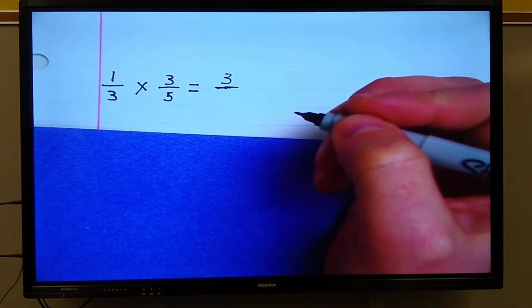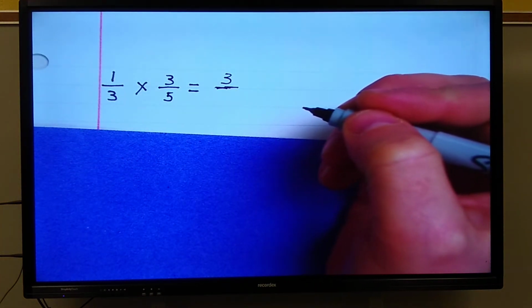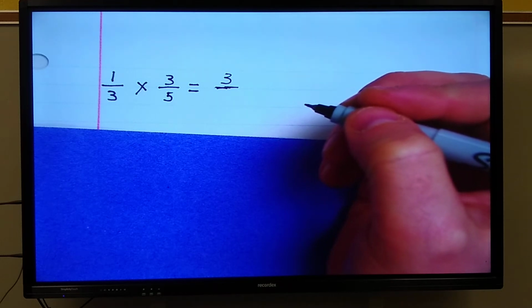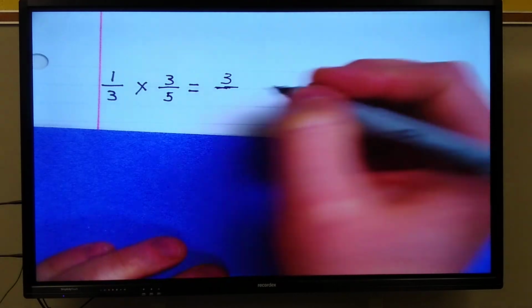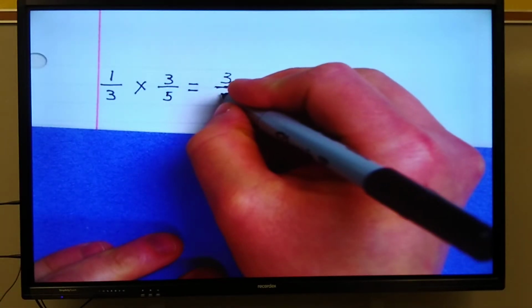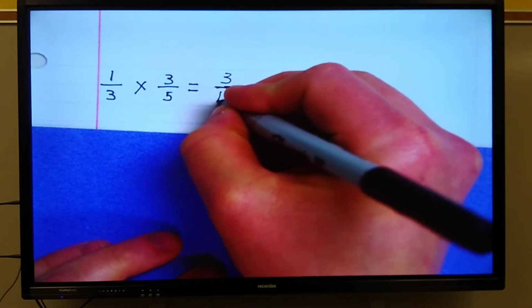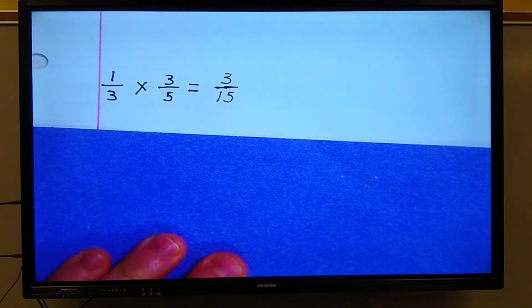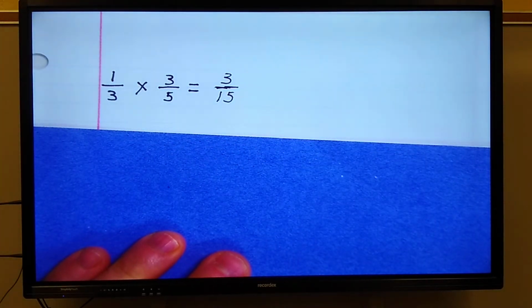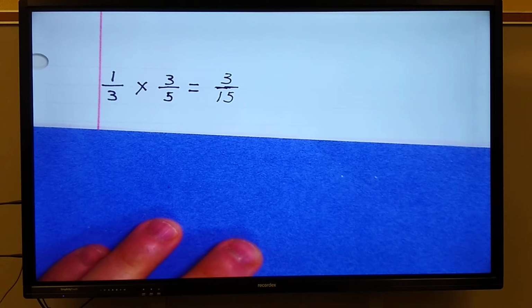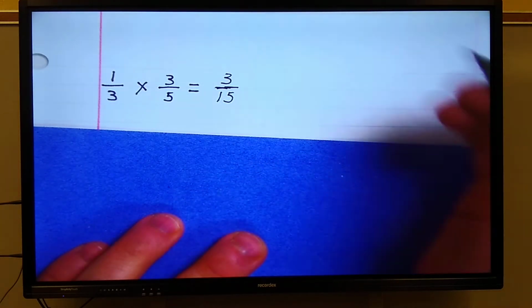The next thing you do is that you multiply denominator times denominator. 3 times 5 is 15. Then you've got to ask yourself the two questions. Is this an improper fraction? The answer is no. Is this in simplest form? It is not in simplest form.